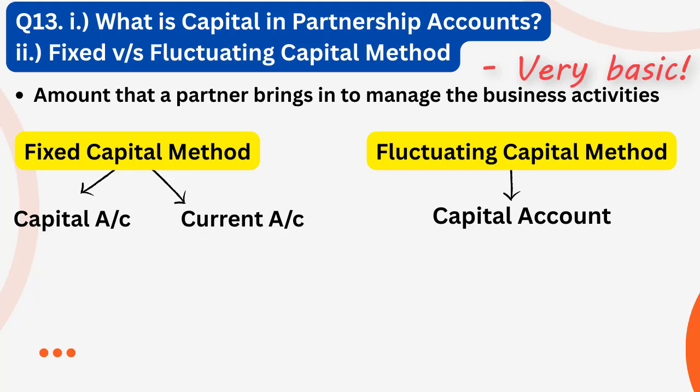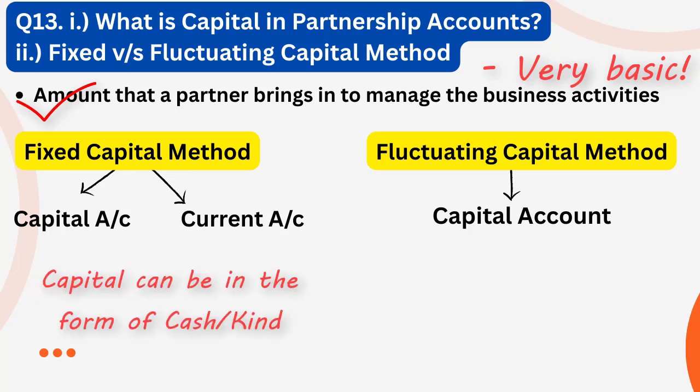So see, the amount that a partner brings in to manage the business activities is called capital. It can be in the form of cash or kind. Now each partner here would have a capital account to record their investment in the business. This account can be maintained as per fixed capital method or fluctuating capital method. In case of fixed capital method, the capital remains fixed except when additional capital is introduced or withdrawn permanently.